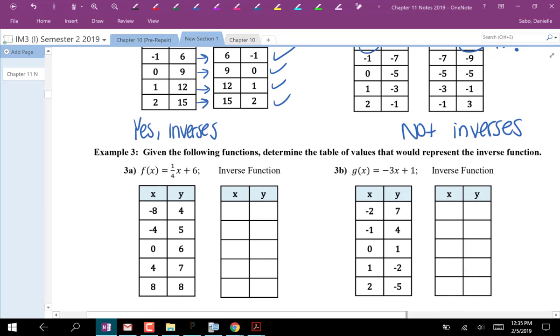Given the following functions, determine the table of values that would represent the inverse function. Don't you keep going to see if there are any more errors? Well, as long as there's one error, they all have to be the same. So once you find one error, it's not a function. That way you don't have to keep moving on. It's a good question. So this becomes 4, -8, because it's asking you to make them inverses of each other. So then this one would become 5 what? Good. And then this one would be 6, 0, 7, 4, and 8, 8.